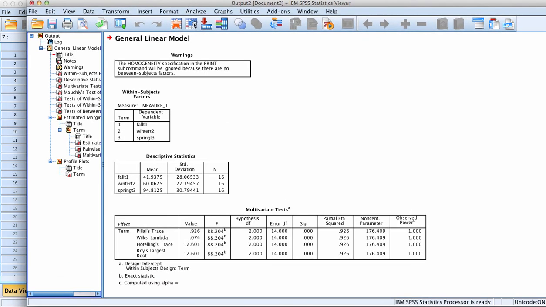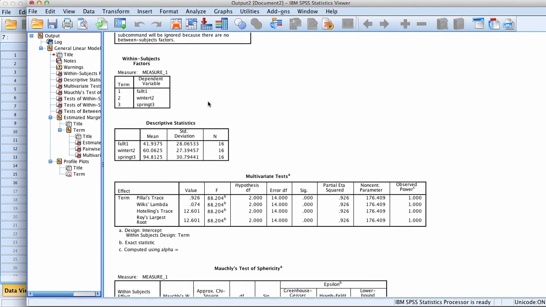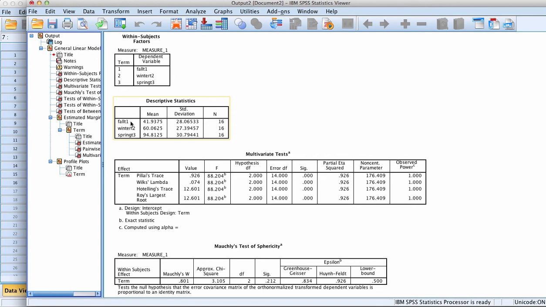And notice in our output we see the mean oral reading rate for fall, winter, and spring. We see the standard deviations, and the number should be consistent across groups unless someone dropped out of the study. So we can see that there is an increase from fall to winter to spring.